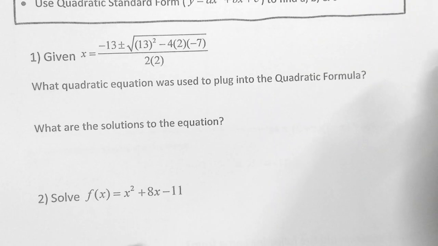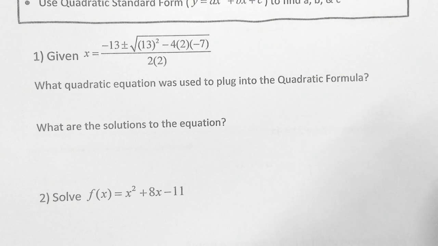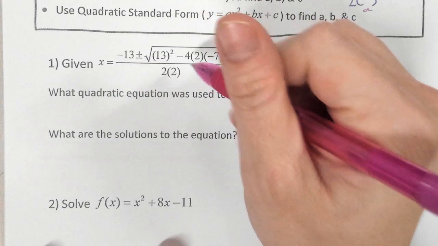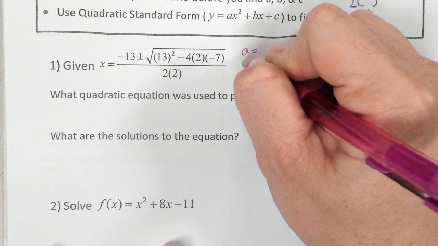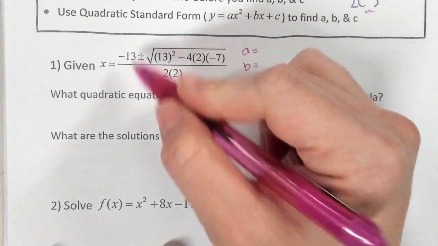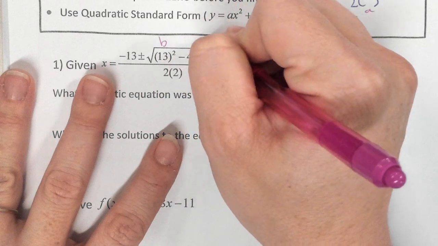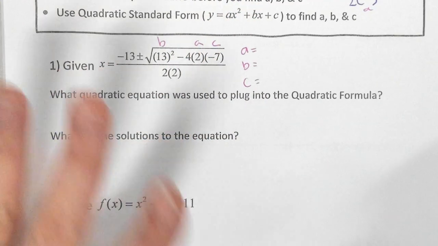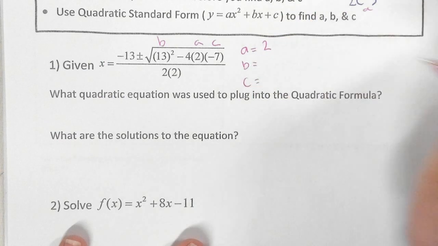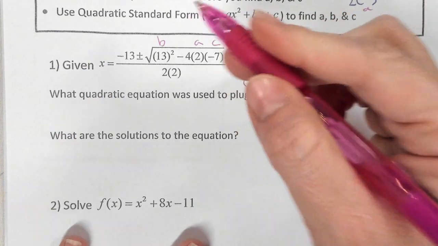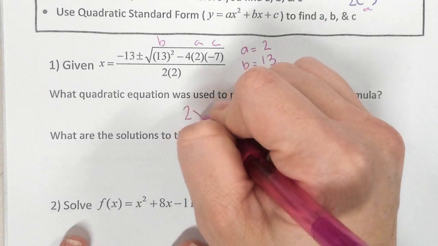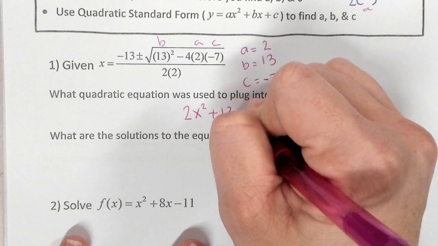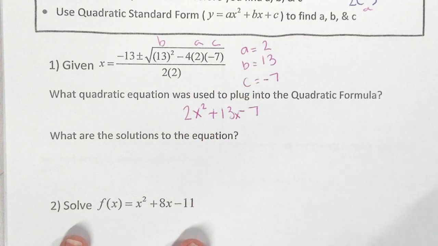Okay, so look at number 1. This one's already plugged in for us. And it says, what quadratic equation was used to plug into the quadratic formula? So what it's wanting to know is what ax squared plus bx plus c equation was plugged in there. So we need to find our a, our b, and our c. Now, if it's unsimplified, my word of advice is to always use under the house. It spells back. Okay, so what's your a? 2. And what's your b? 13. And what's your c? -7. So what is your equation? 2x squared plus 13x minus 7. I forgot my x. Okay, so there's your equation.